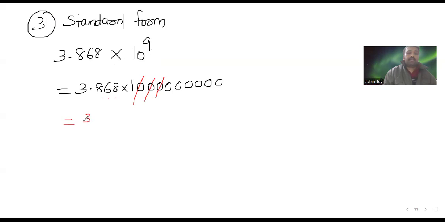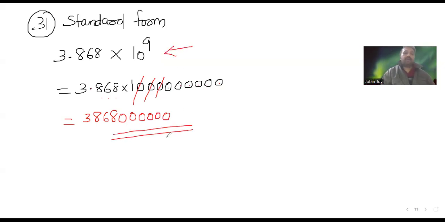So I can shift the decimal to here: 3, 8, 6, 8. Then I will combine all the remaining zeros: 1, 2, 3, 4, 5, 6. This is the scientific notation and this is the standard form. So the answer is 3868 followed by 6 zeros.